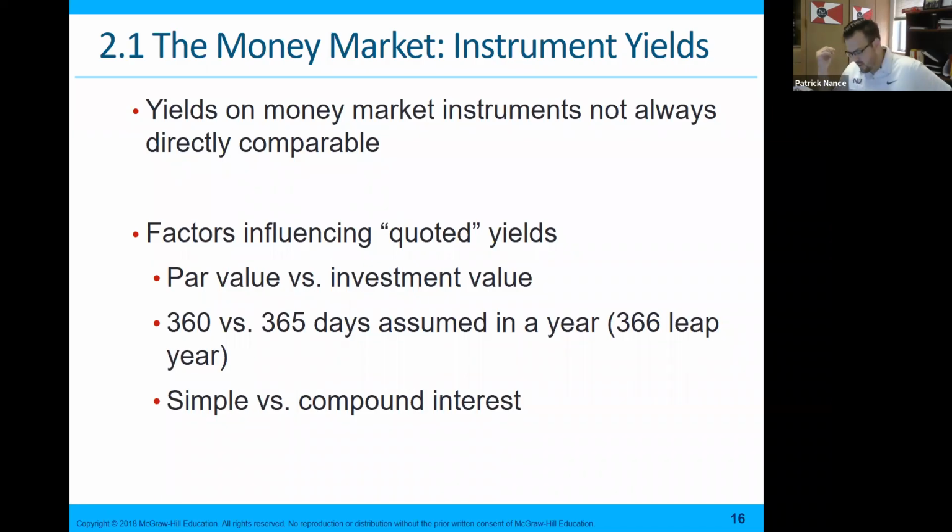Okay, so this is video 2 for chapter 2 for investments. So we're going to talk about yield on different instruments and how that can be affected by different parts of the calculation, and just show different yields that we can calculate.